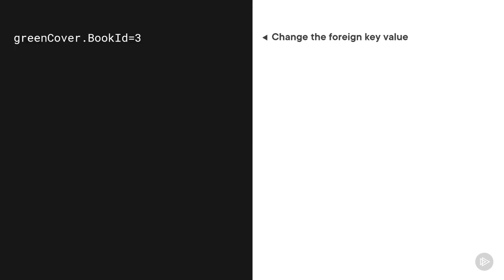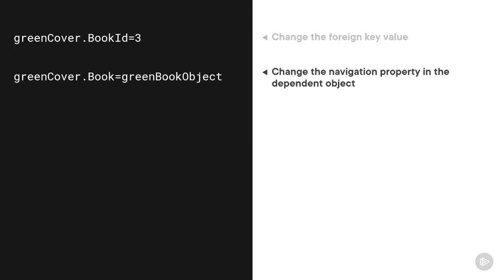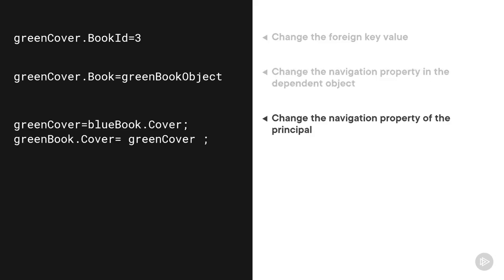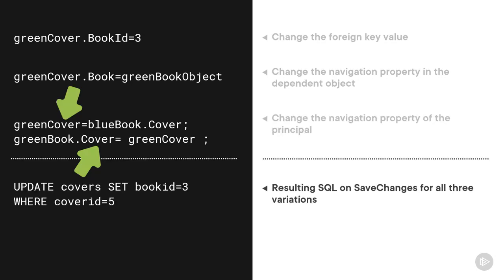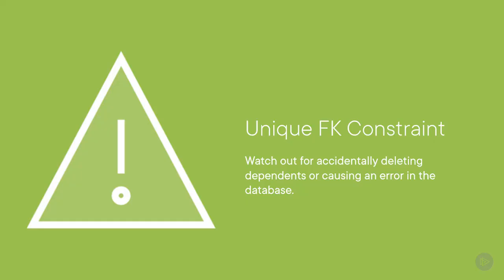You can change the cover's book ID, or if you have the new book in memory, you can change the cover's book property. If you have both books in memory, along with a cover, meaning that the change tracker is aware of all three, setting the cover property of the new book to the cover that you're moving will trigger EF Core to update the cover's book ID. But again, there are some considerations, and it might be a little easier to refer to these books as the wrong book and the right book.